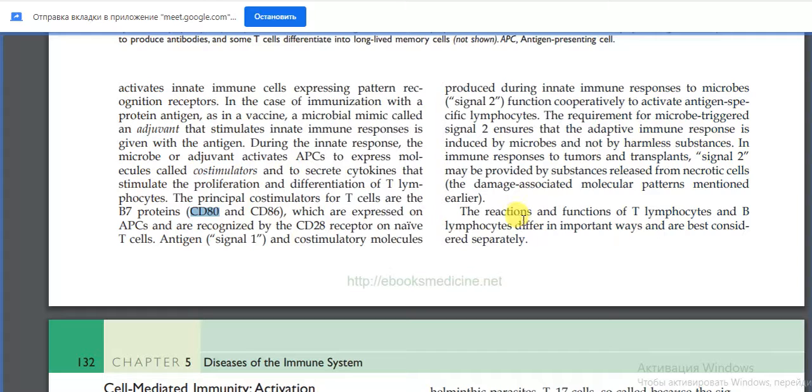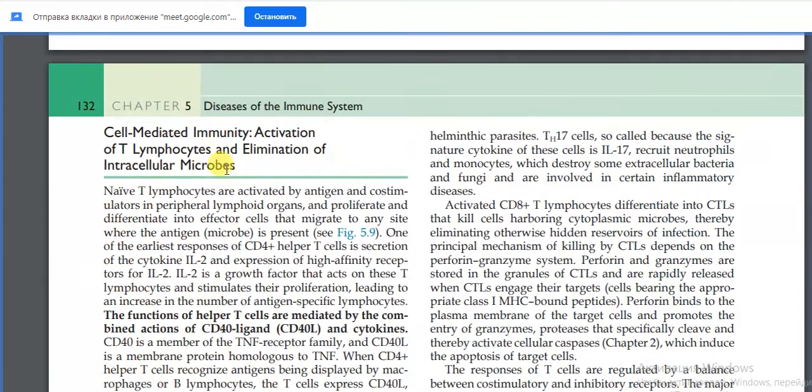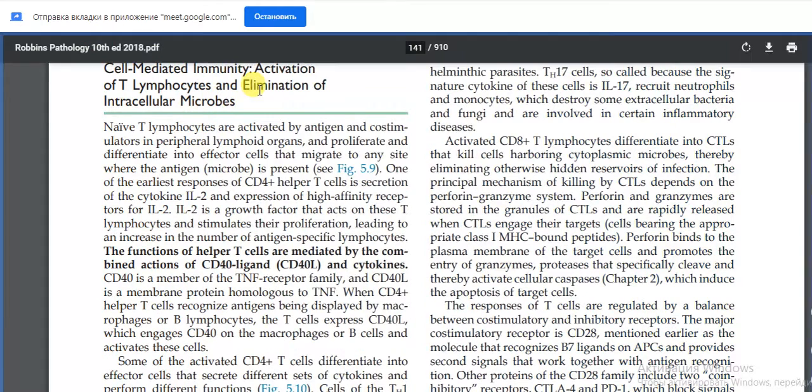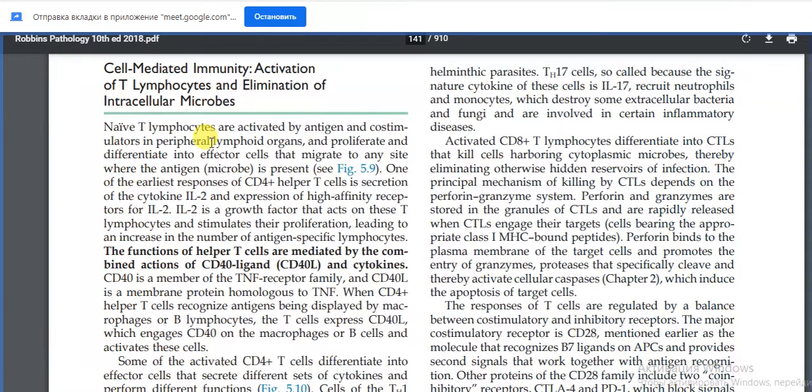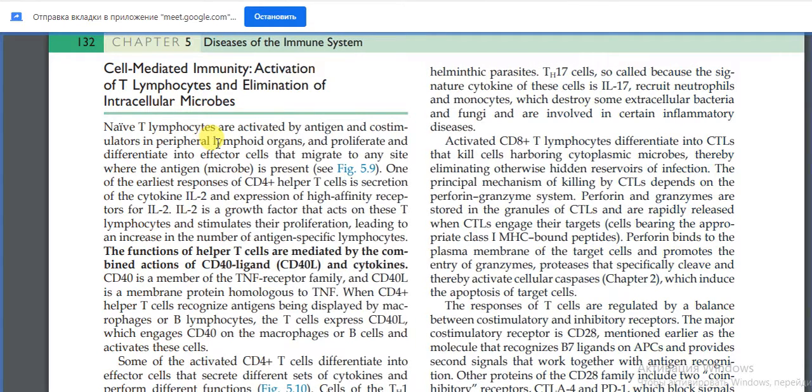So how is cell-mediated immunity activated? How are T lymphocytes activated? Naive T lymphocytes are those which have never encountered antigens. They are unable to kill anyone. But they can be activated by antigen and co-stimulators with the help of antigen presenting cells, and they can proliferate and differentiate into effector cells that migrate to any site where the antigen is present.